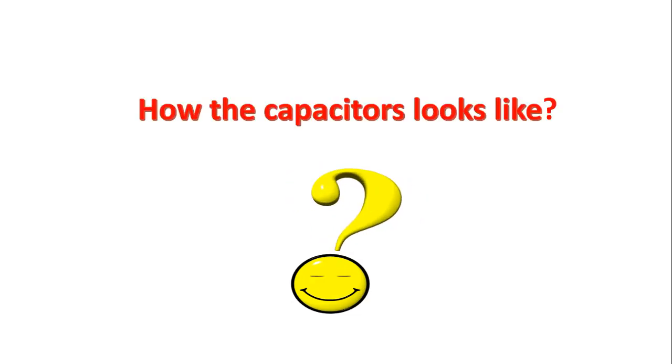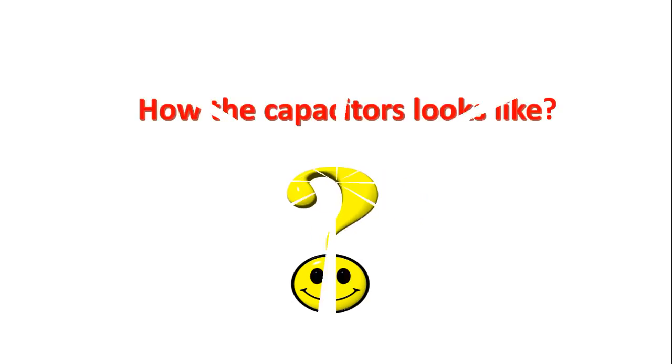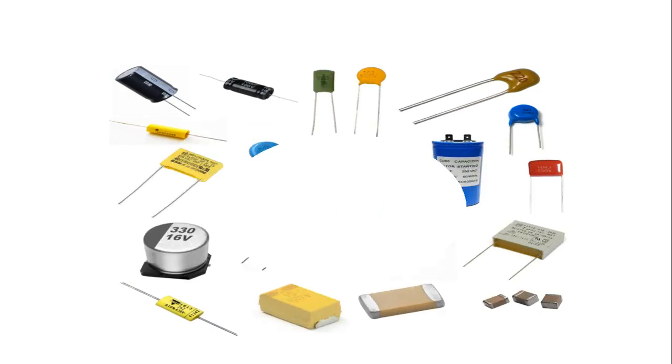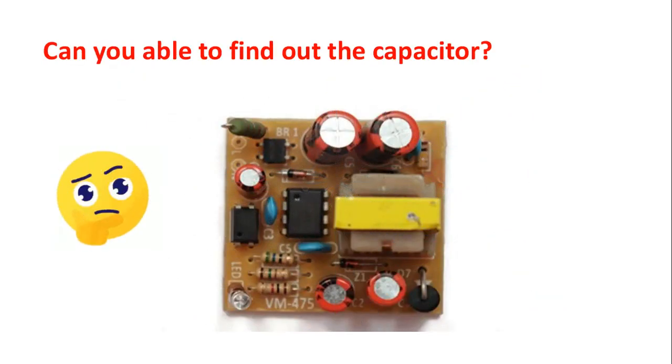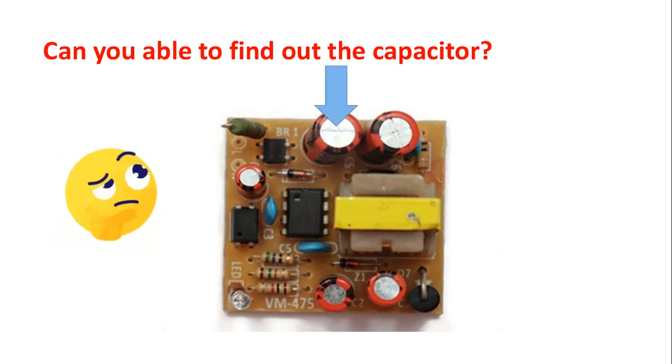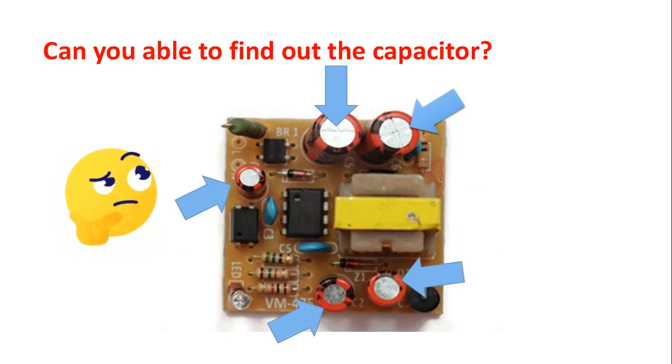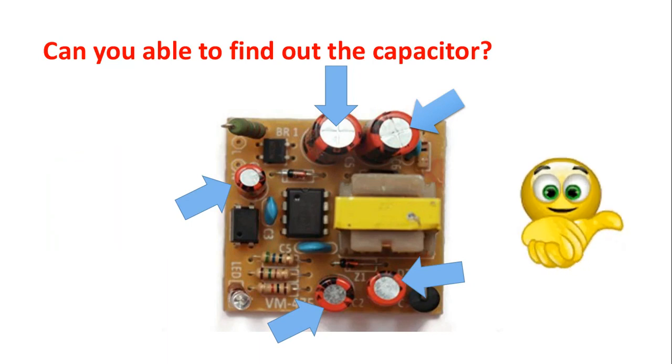Now, how do capacitors look? These are the different types of capacitors available in the market. Now, can you find the capacitors? One, 2, 3, 4, 5. Yes, there are 5 capacitors on this board. I hope now you can identify a capacitor.